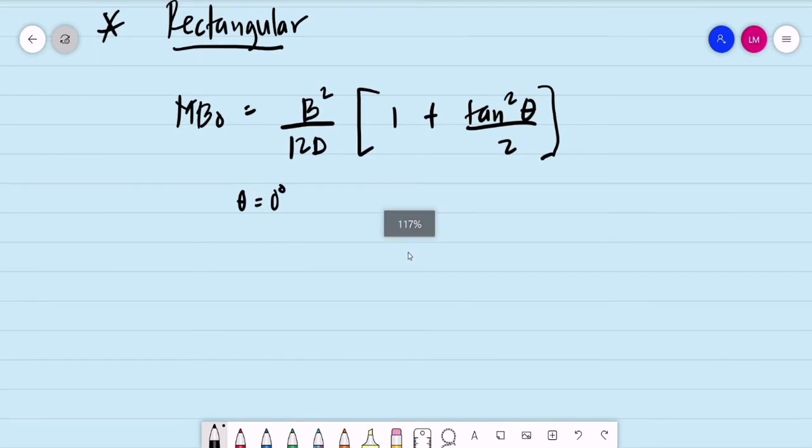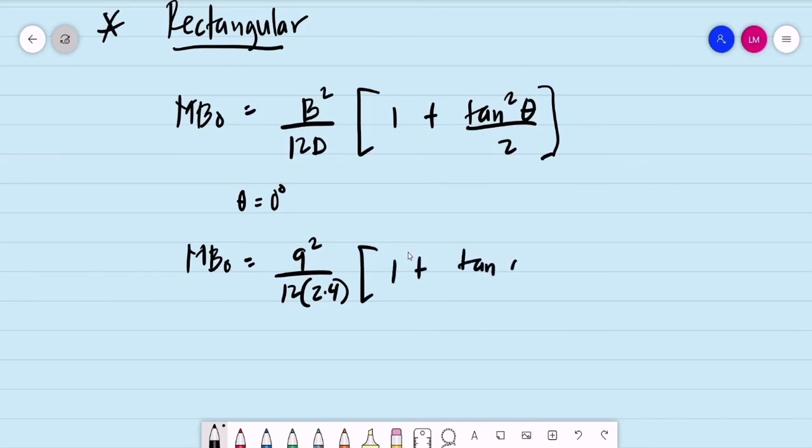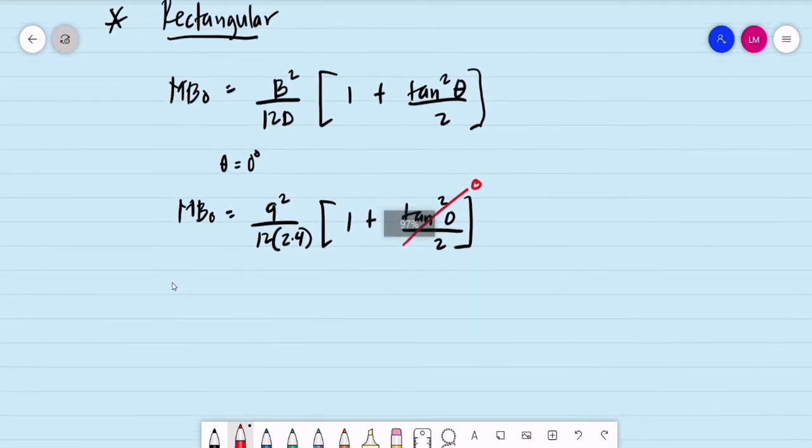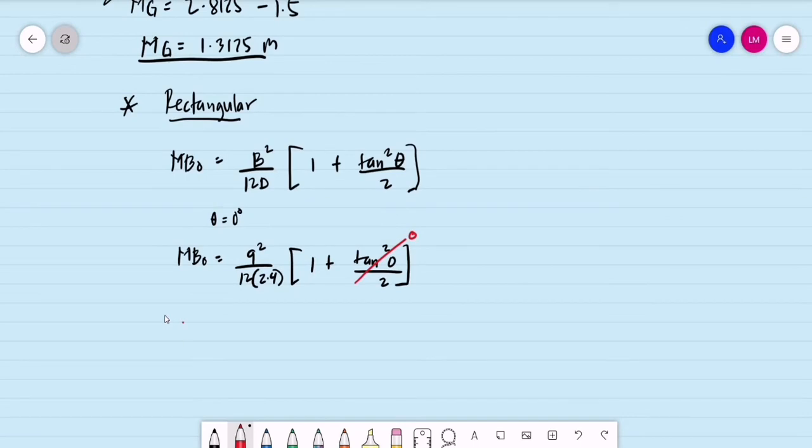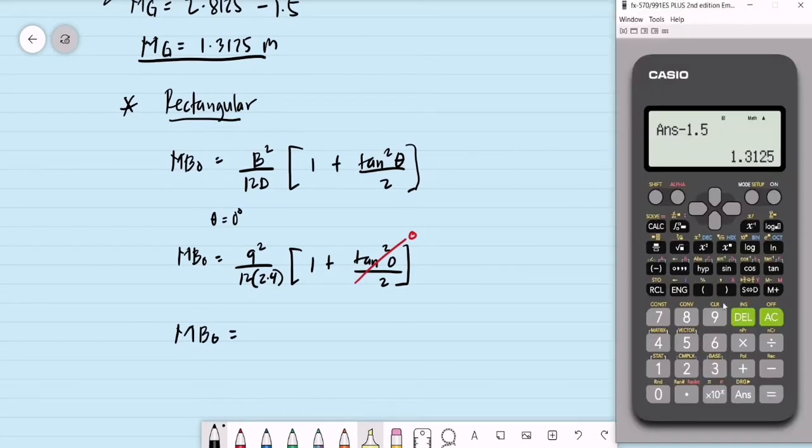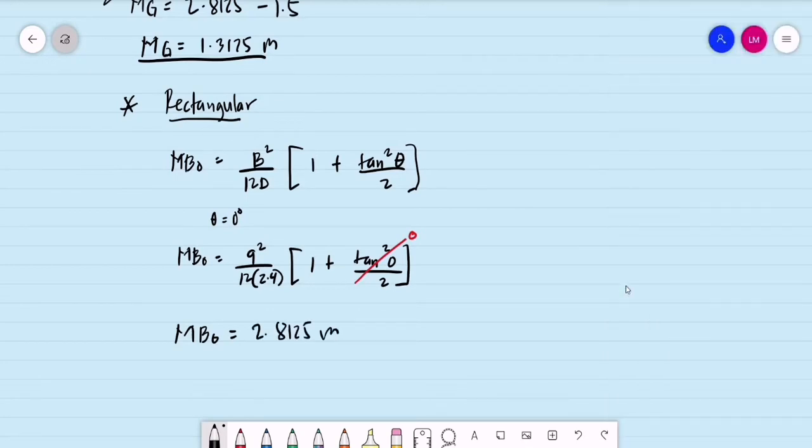So kung mag-substitute tayo sa pag-compute ng MB sub O, for rectangular section, MB sub O is equal to 9 squared divided by 12 times 2.4, multiplied by 1 plus the tangent of 0 squared divided by 2. So alam natin kapag tangent of 0, ang tangent of 0 is the same as 0. Okay, check lang natin kung parehong MB sub O yung makukuha natin for this case. That is 9 squared divided by 12 times 2.4. Okay, so yung lumabas dyan is pareho lang kanina, the 2.8125 meters.